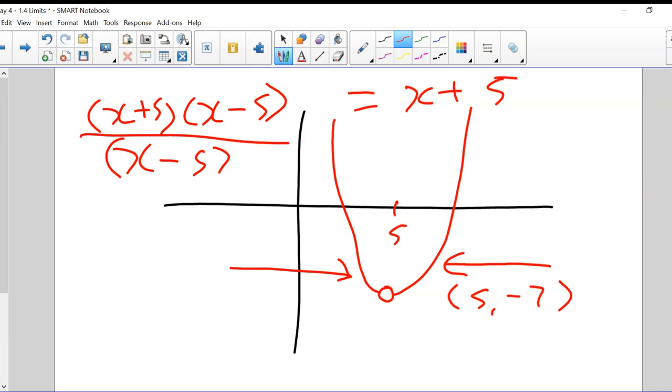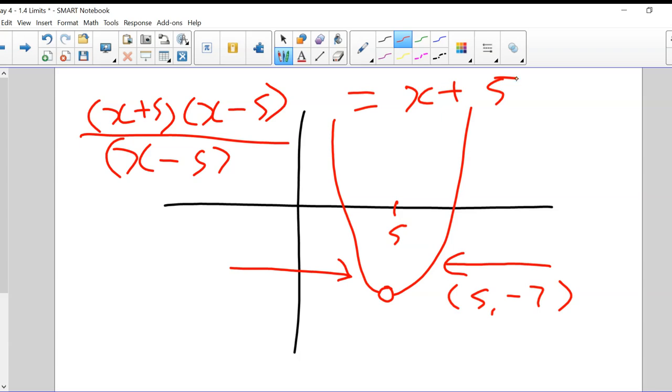So this function is not defined at 5, but it's defined everywhere else. And here's the thing. As I approach 5 from the left, I'm still getting closer to the y value of minus 7. As I approach it from the right, I'm still getting closer to the value of minus 7. So even though at 5 the function doesn't exist, this does have a limit, right? Because the question is, what are you approaching? What are you getting closer and closer to, even though when you get to 5, there is nothing there? The function as a whole is undefined at 5.